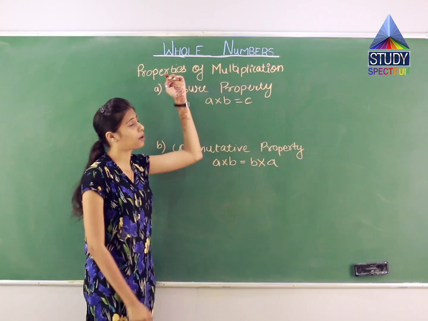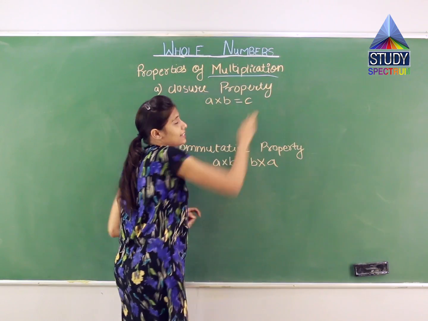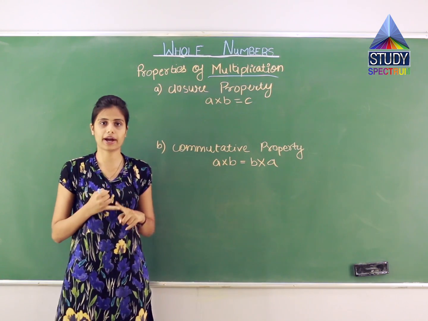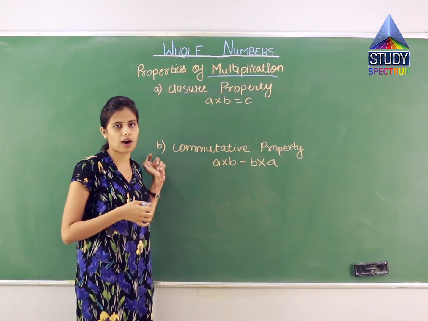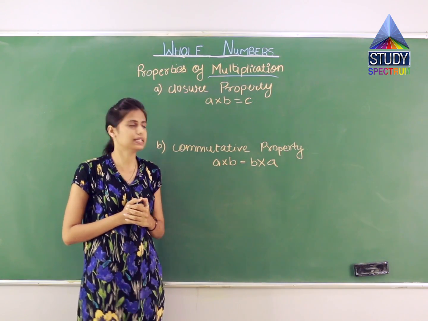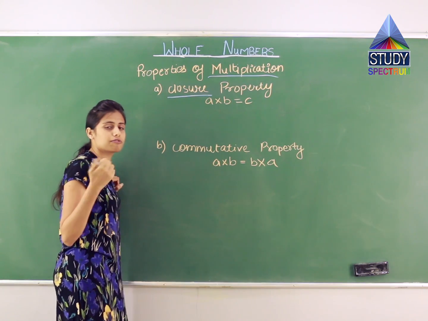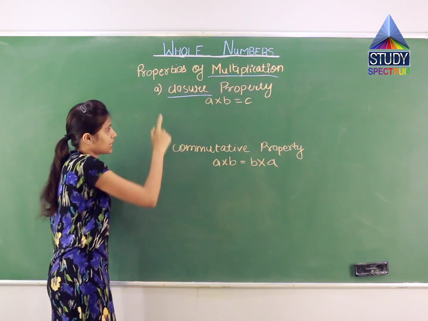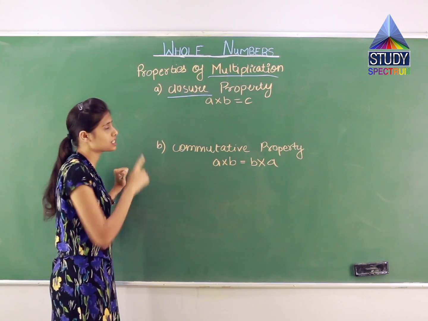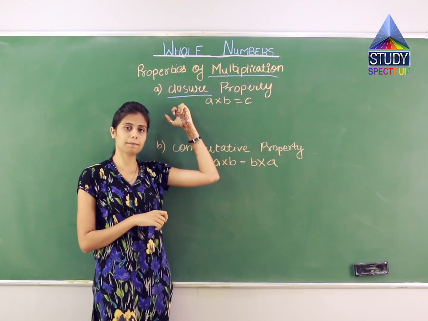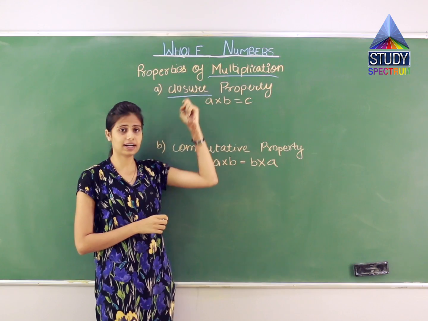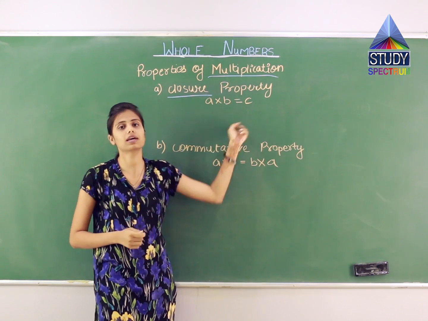Now let us start with the properties of multiplication. Till now we have done with the properties of addition, subtraction, and now we will understand the properties of multiplication. The first property, which is closure property, which was same for the addition and the subtraction. Same over here, closure property. What does this property say? If a whole number is operated to a whole number, the answer will be what?